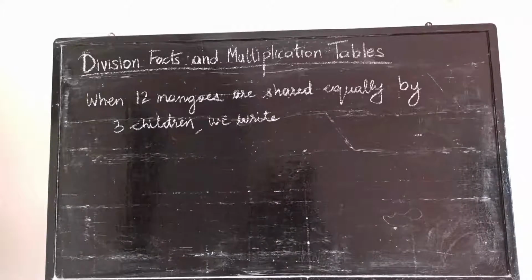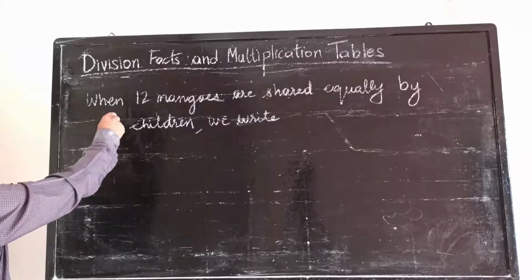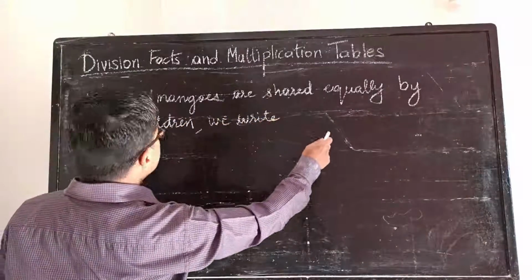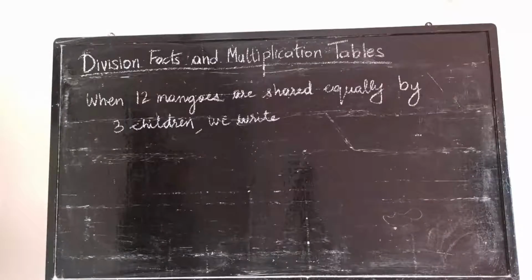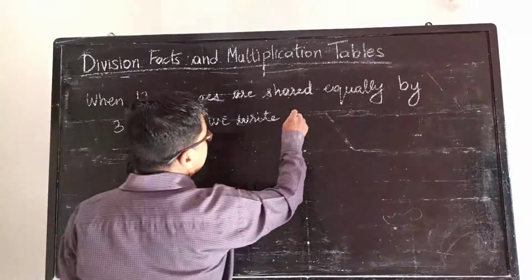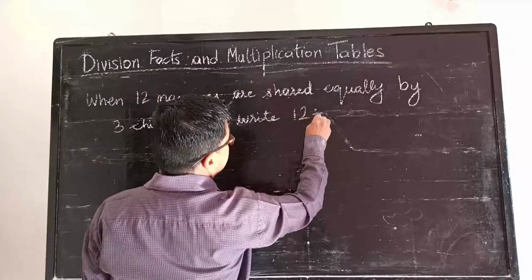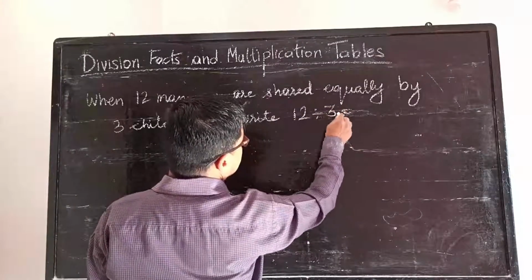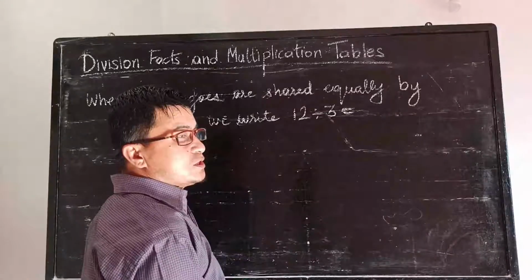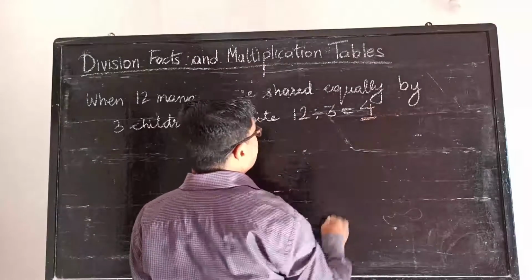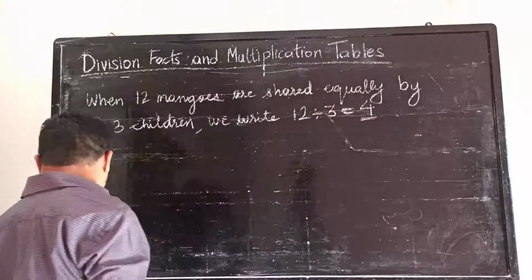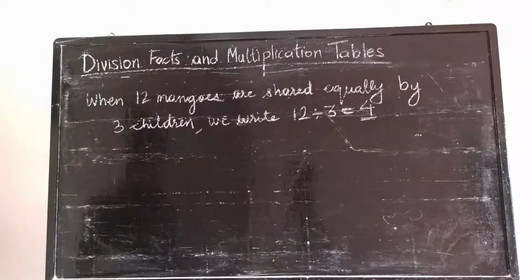Now next we come to division facts and multiplication tables. When 12 mangoes are shared equally by 3 children, we write 12 divided by 3, which is equal to... 3 1s are 3, 3 2s are 6, 3 3s are 9, 3 4s are 12, which is equal to 4. So 3 4s are 12. We write 12 divided by 3 is equal to 4.